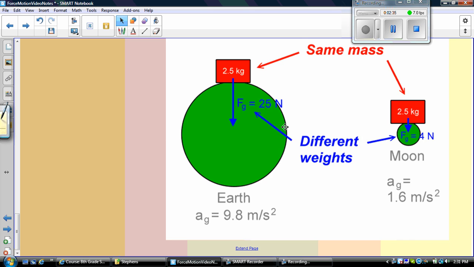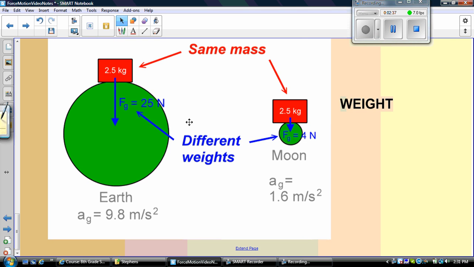And the last force that we're going to talk about is weight. Remember, mass stays the same, but objects can have different weights because weight depends on mass and gravity. When we go out into space, something like our moon has a smaller mass, so it has less gravity, so you would weigh less on the moon compared to Earth.